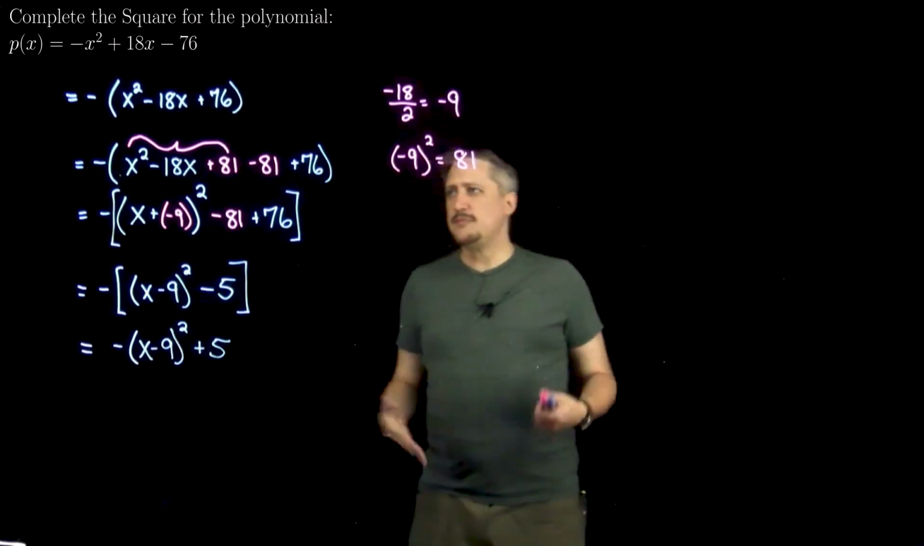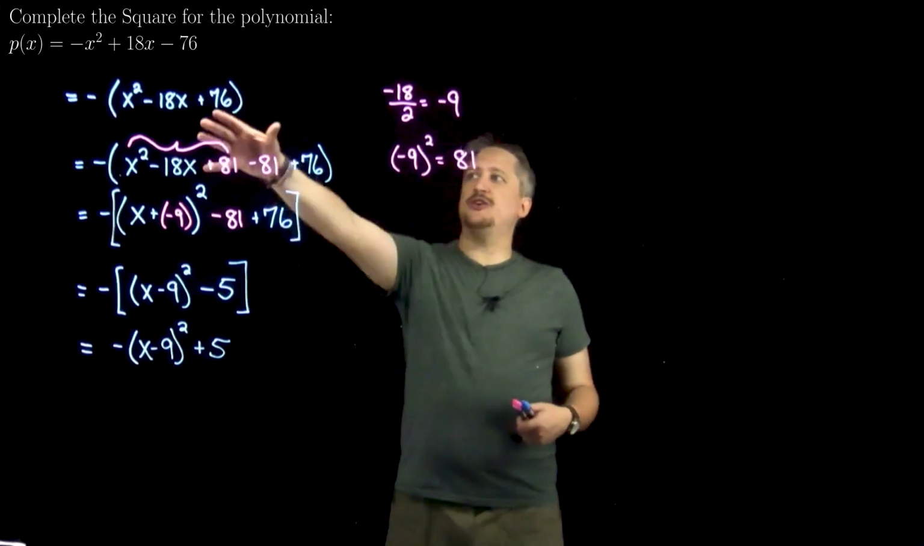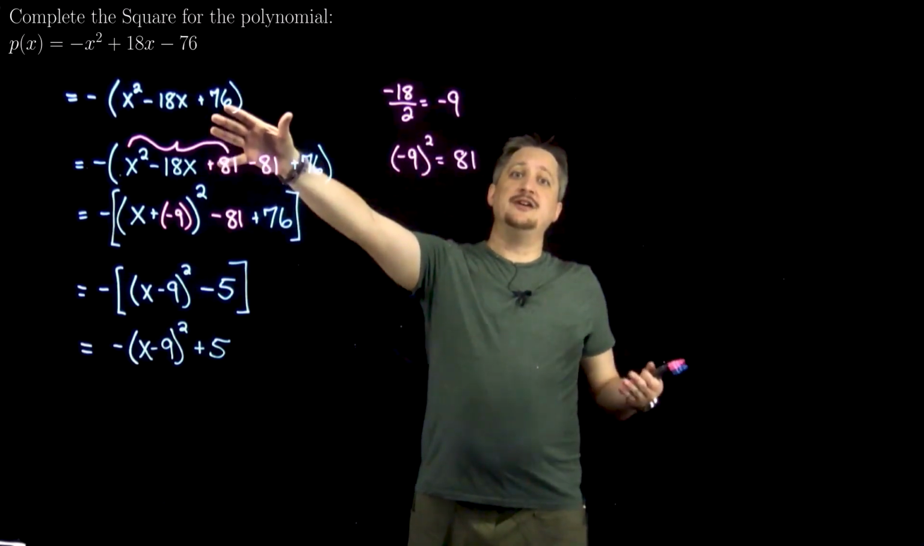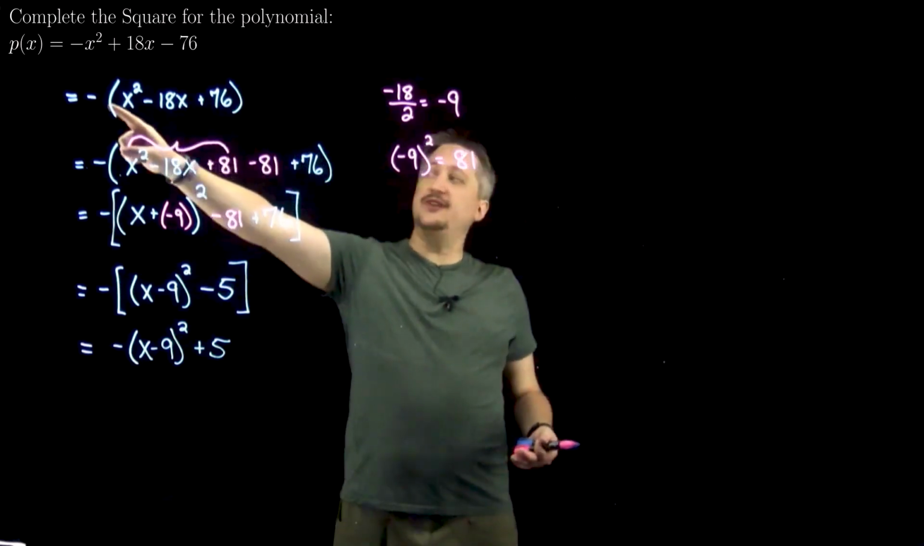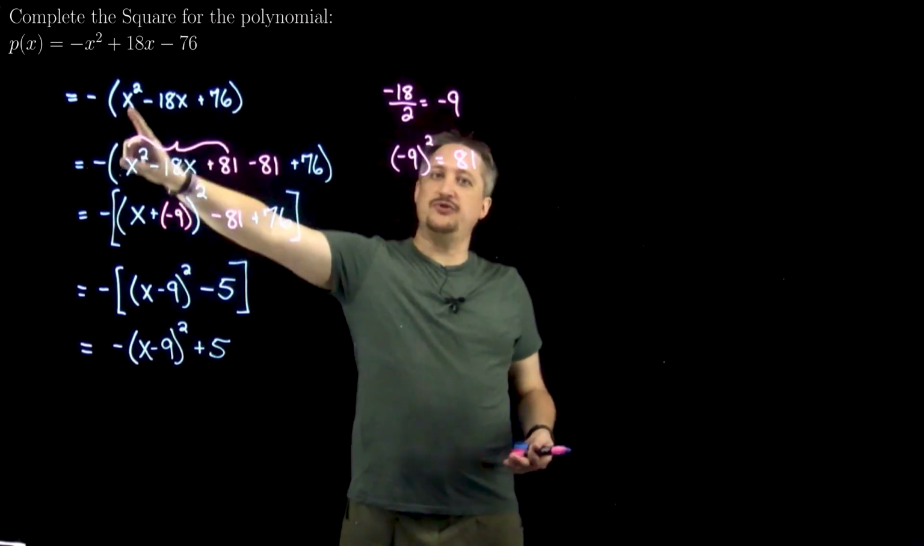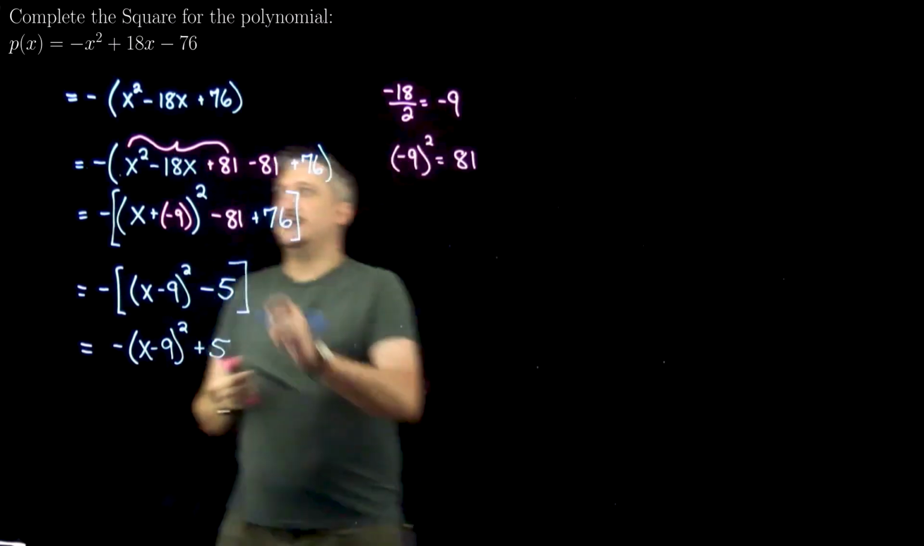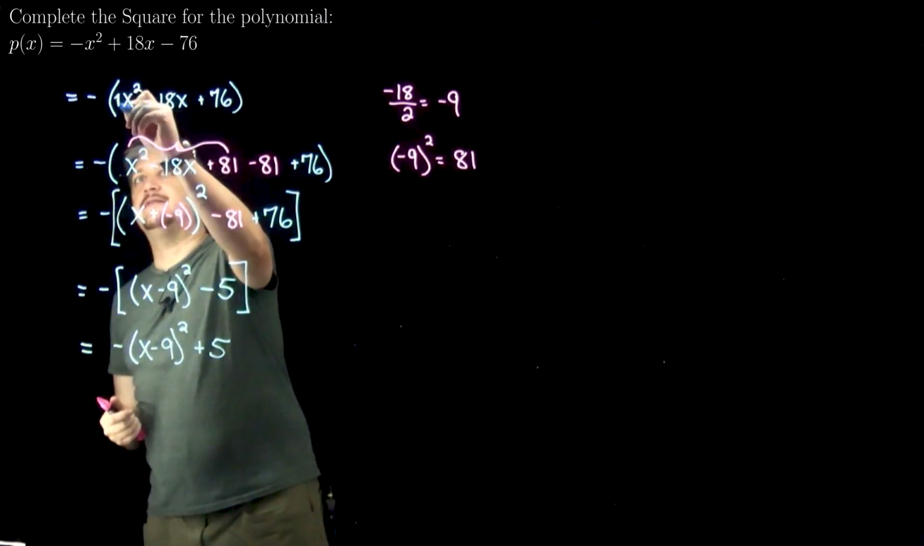Okay. So again, as a quick run through, we started with the need to have a leading coefficient of 1. We had a negative sign, so we factored that out so that I have just a 1 right here.